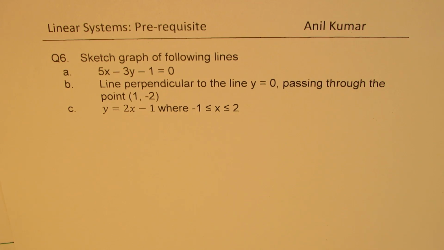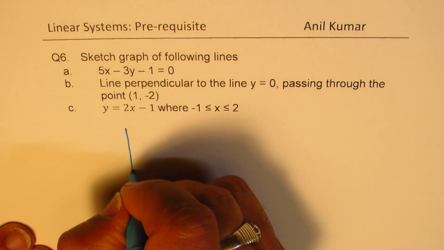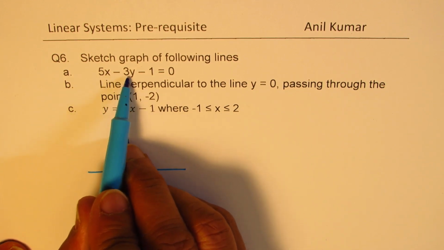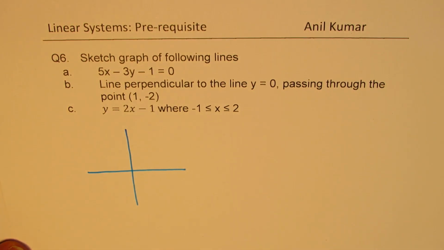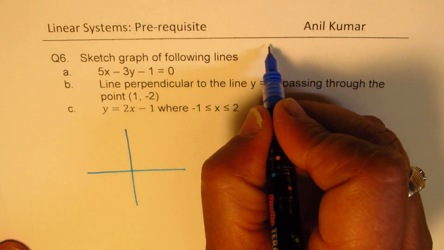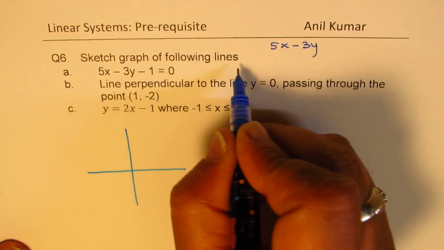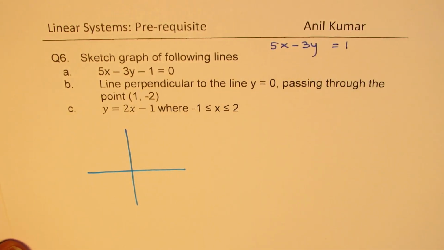This is the last question, question number 6, where we need to sketch the graph of the following lines. So we have taken 3 cases. So let's try to sketch the graph here. Okay. The first one is 5x minus 3y equals 1. How will you sketch this line? So let's do it here. So we have 5x minus 3y. Let me take 1 to the right side. So we get 1 here, right?